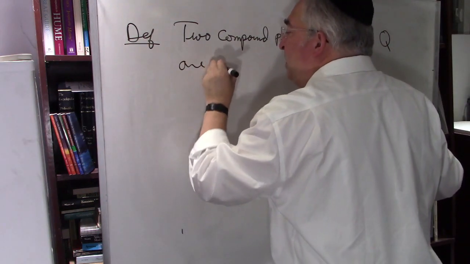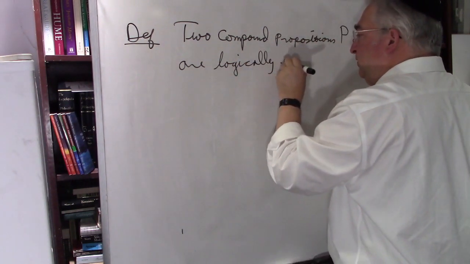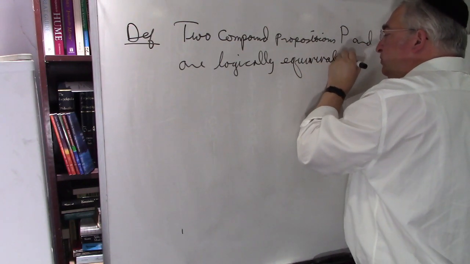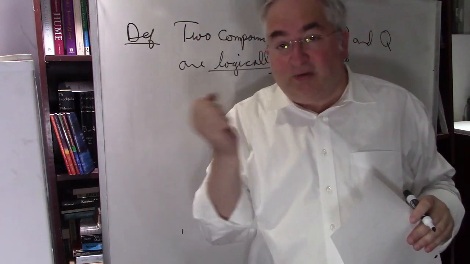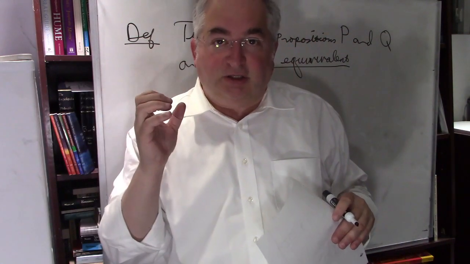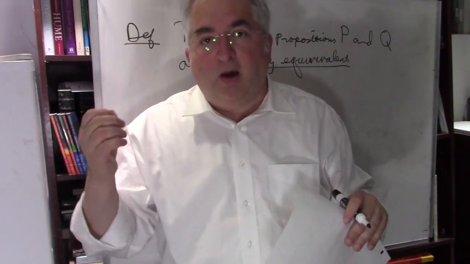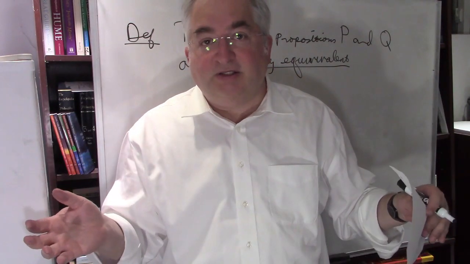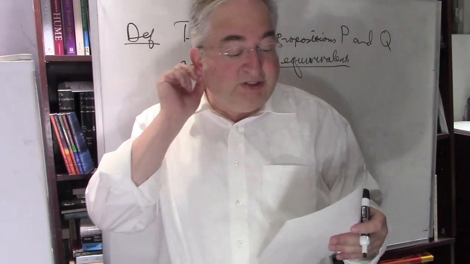are logically equivalent. Okay, logically equivalent. That means they're equivalent, they're equal. Equivalent is another way of saying equal, but they're equal logically. It doesn't mean they're the same sentences. Remember, a proposition is a sentence that's either true or false. We're not saying that they're the same sentence, but we're saying that logically they're the same thing. And I'll explain to you exactly what it means.